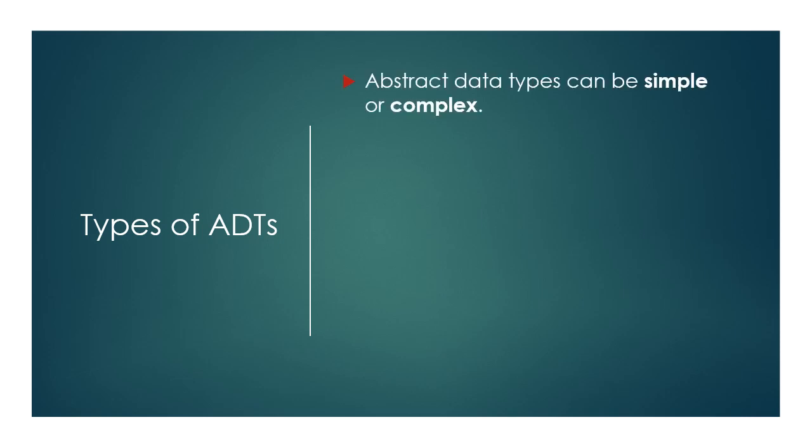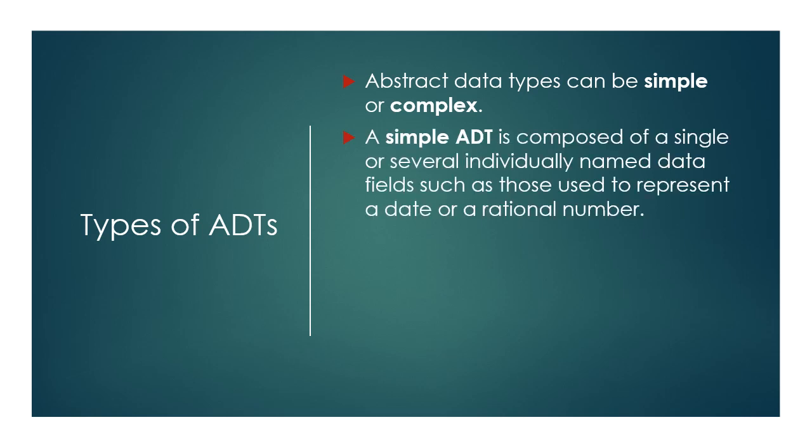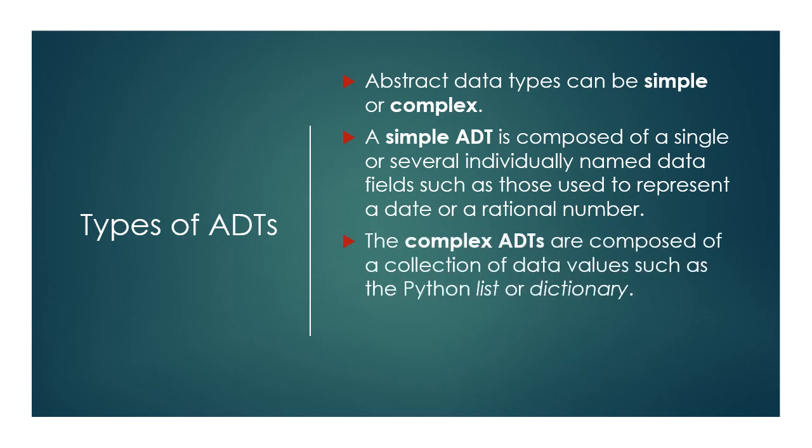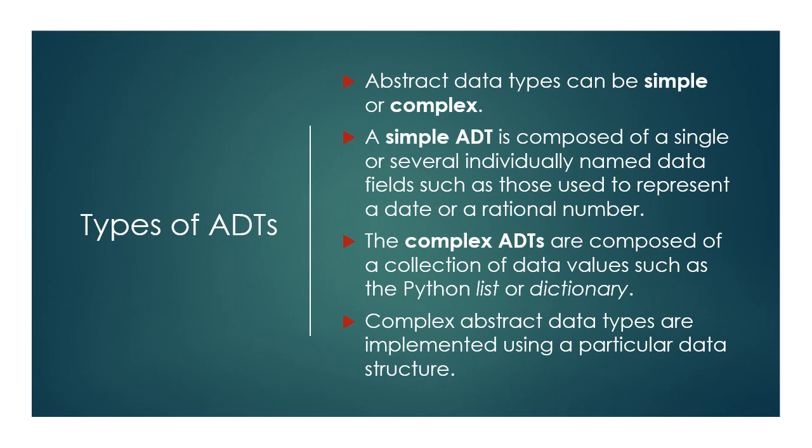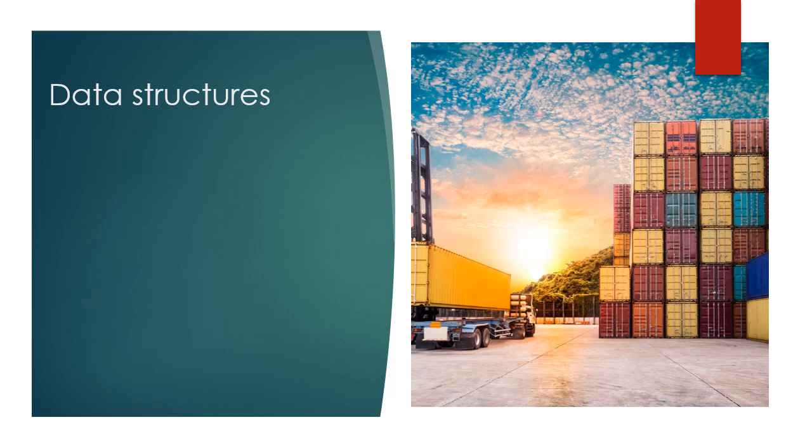Types of ADTs. Abstract data types can be simple or complex. A simple ADT is composed of a single or several individually named data fields, such as those used to represent a date or a rational number. The complex ADTs are composed of a collection of data values, such as the Python list or dictionary. Complex abstract data types are implemented using a particular data structure. So the next question is, what is a data structure?